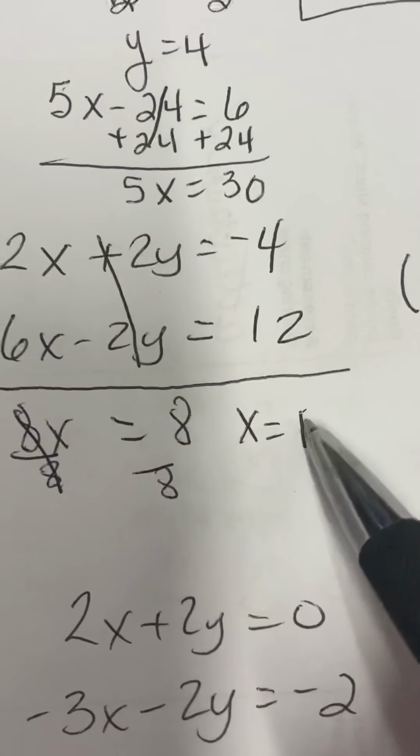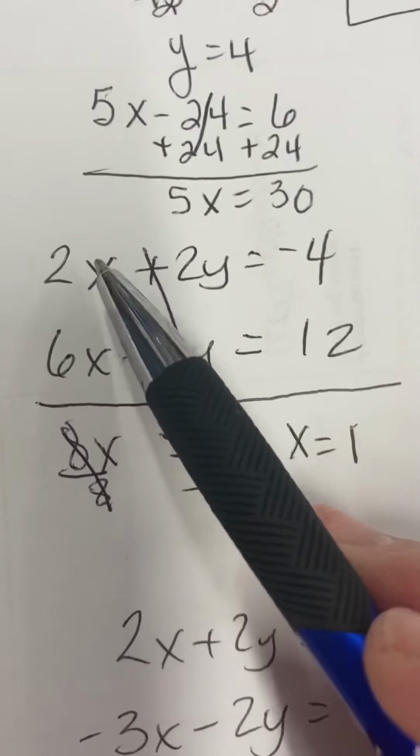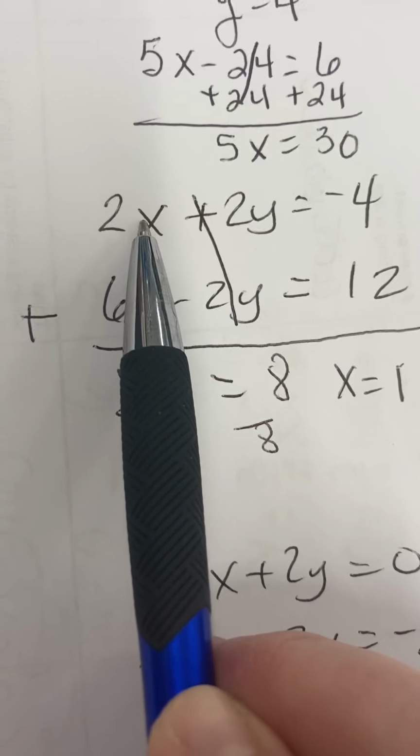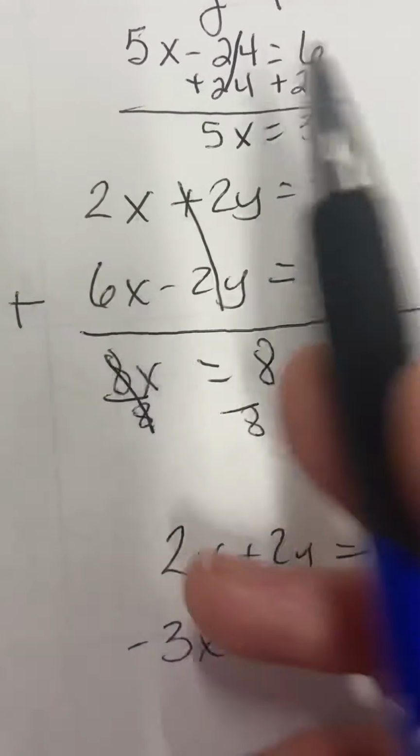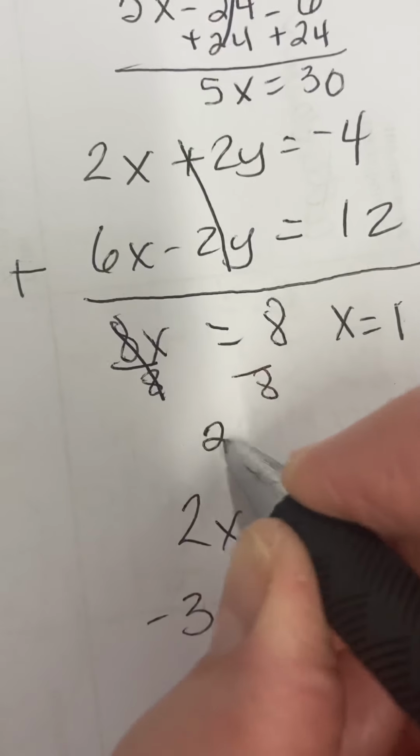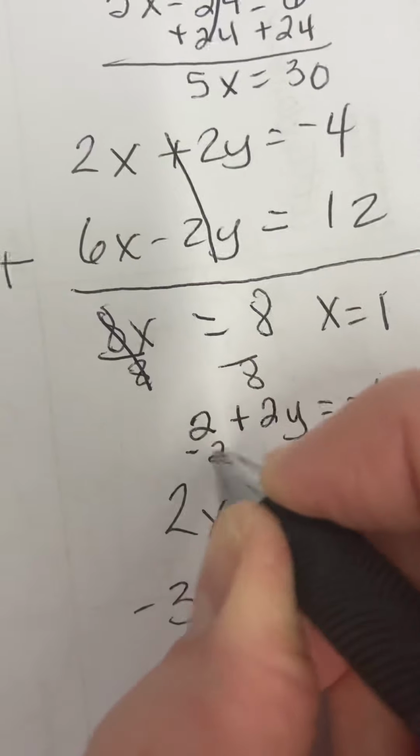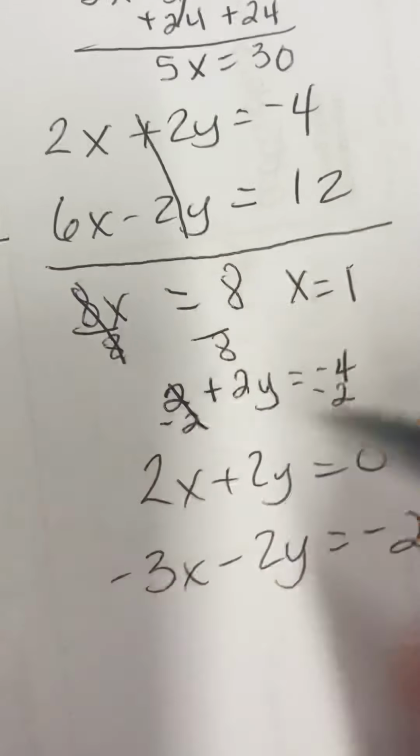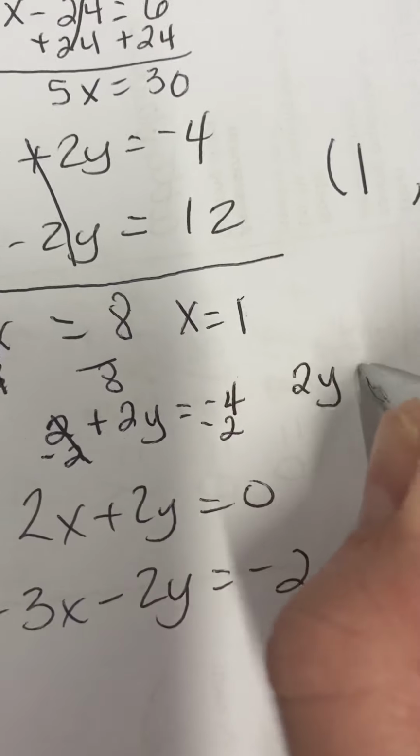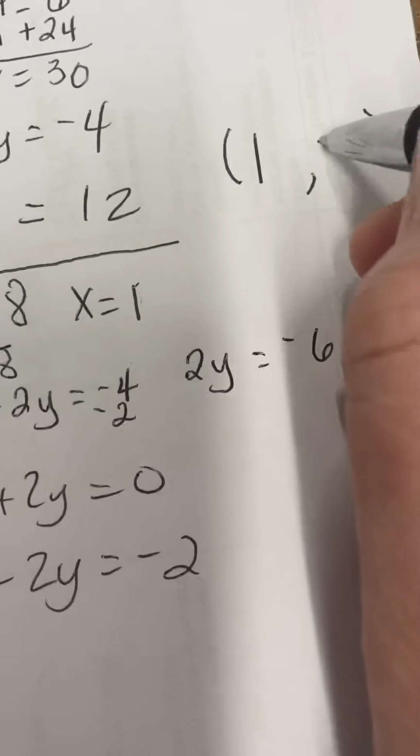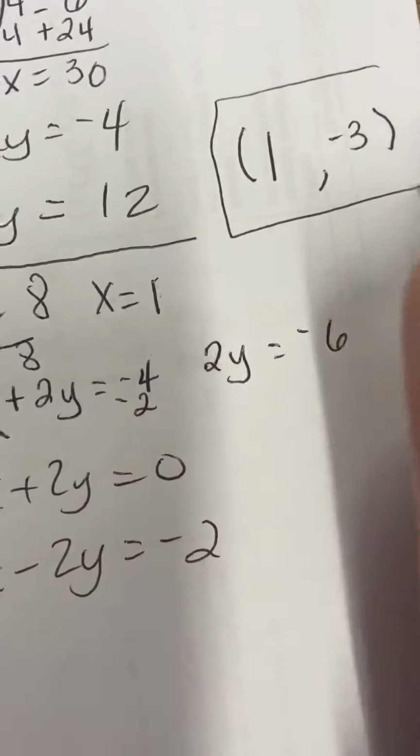So now I'm going to go and replace the x with the number 1. I'm going to go to this top equation again. I'm going to put a 1 right here. 2 times 1 is just 2. So I'm going to rewrite this equation with a 2 in its spot. So 2 plus 2y is equal to -4. I subtract the 2 over here. All right, so I'm left with 2y is equal to -6. Divide both sides by 2, and I get y to equal -3. So there we go.